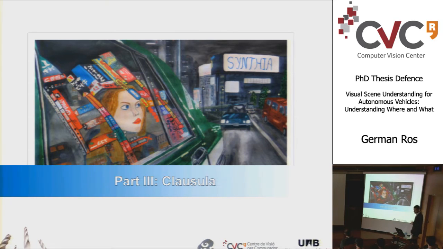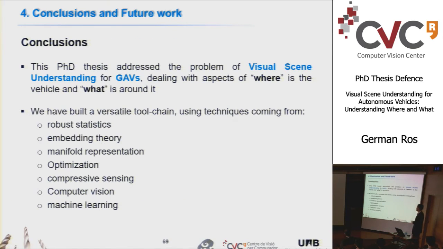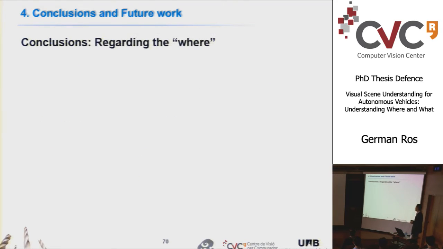So to conclude this thesis, I would like just to highlight some overall points. We have addressed the problem of visual scene understanding for ground autonomous vehicles, dealing with the aspect of where, so the localization of the vehicle, and what, the objects around the scene, so semantic segmentation. We have built all this over a set of important tools, such as robust statistics, embedding theory, manifold optimization, compressed sensing, computer vision, machine learning, and so on.